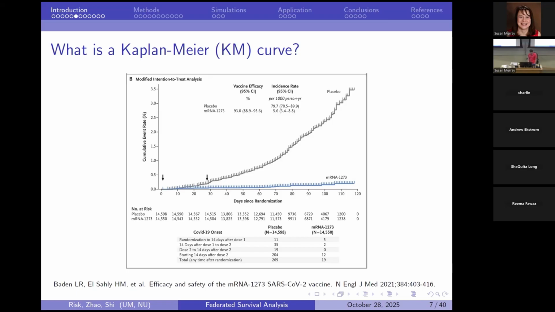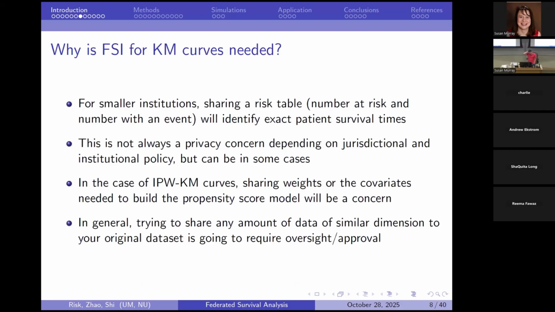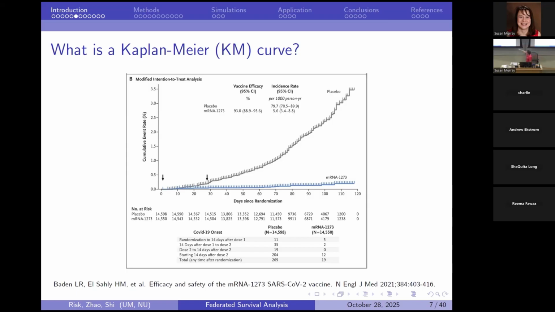So why is federated statistical inference needed for Kaplan-Meier curves? There's a few reasons for this. The first one is that for smaller institutions, sharing a risk table that would look like something like we have at the bottom of this plot. So that's between certain times, the number of individuals who were at risk. So that's the number of individuals that we were still following that far into the study. And also the number of events that occurred during that time. So that's what you see below the plot here.